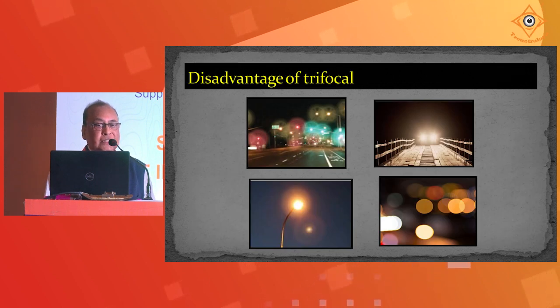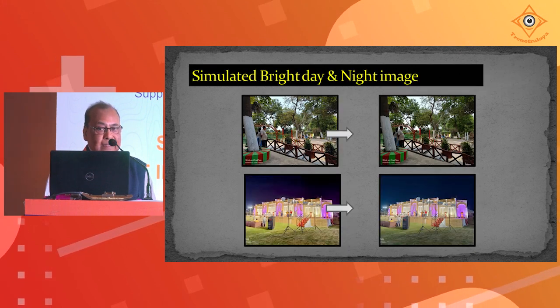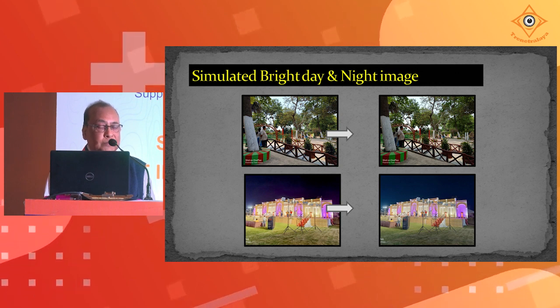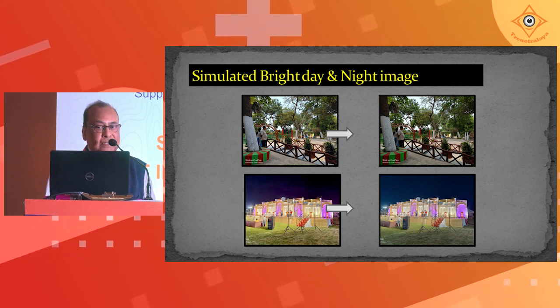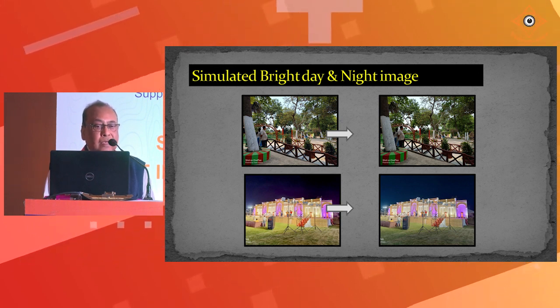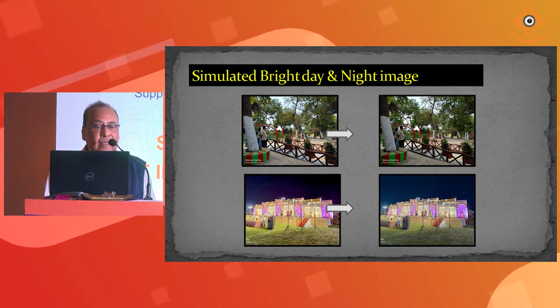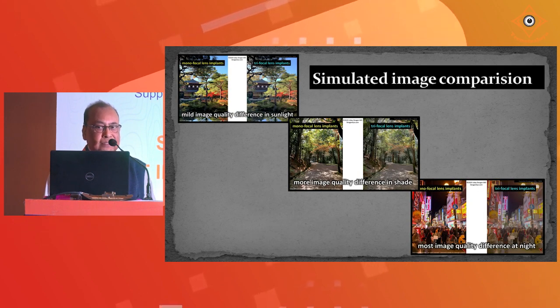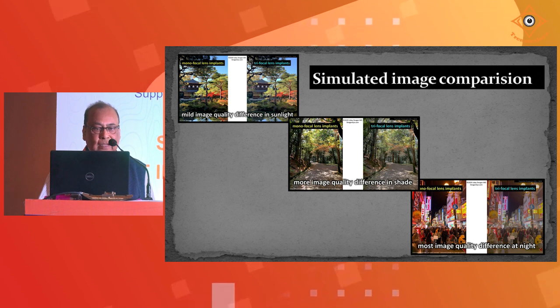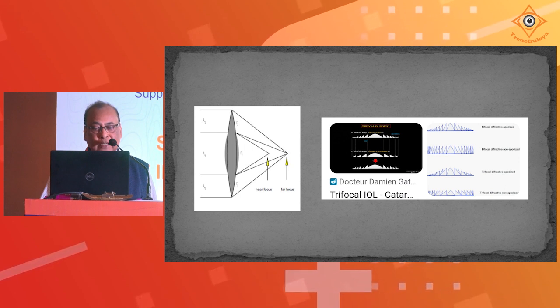The disadvantages of the multifocals and the trifocals is the halos that you see in the pictures. There is a loss of contrast, especially during night time. There is a comparative picture. The upper one shows the daytime bright images of the trifocal. The lower one shows the nighttime images. This is just a simulated image comparison during daytime, slightly overcast conditions, and during nighttime.